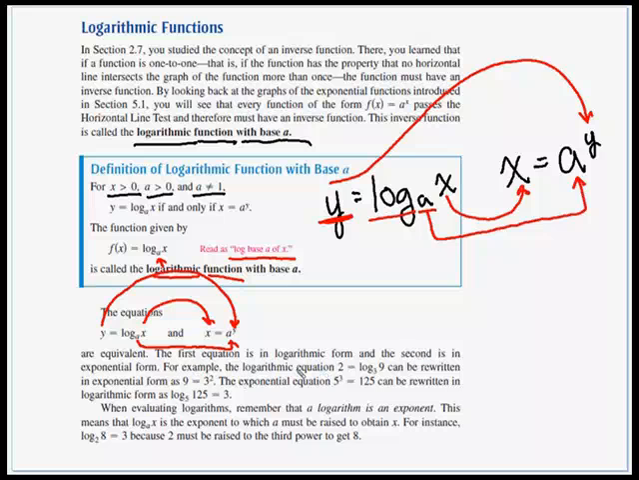For example, the logarithmic equation 2 equals log base 3 of 9 can be written in exponential form, 9 equals 3 squared. The exponential equation 5 to the third equals 125 can be written in logarithmic form: log base 5 of 125 equals 3. When evaluating logarithms, remember that a logarithm is an exponent. This means that log base a of x is the exponent to which a must be raised to obtain x. For instance, log base 2 of 8 equals 3 because 2 must be raised to the third power to equal 8.